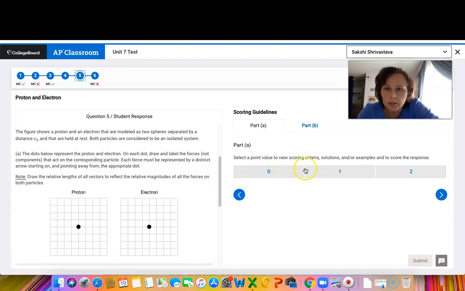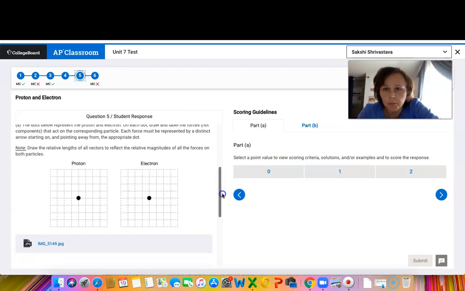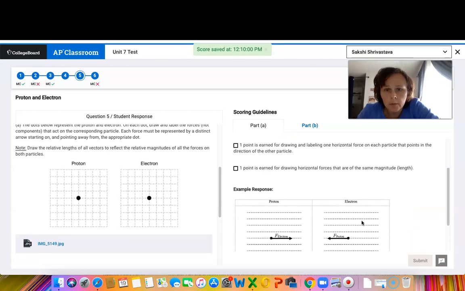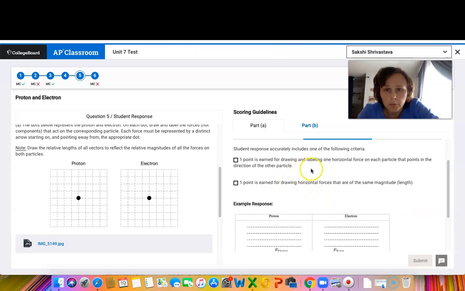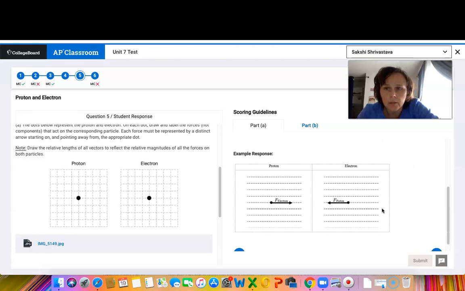So 2 points can be given for part A, where you have to draw the free body diagram. 1 point is earned for drawing and labeling one horizontal force on each particle that points in the direction of the other particle. And 1 point is earned for drawing horizontal forces that are of the same magnitude. That is the free body diagram.